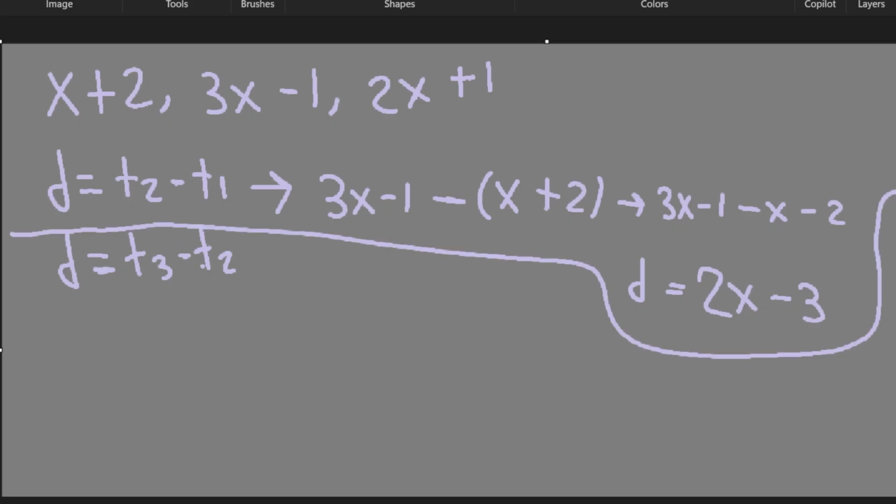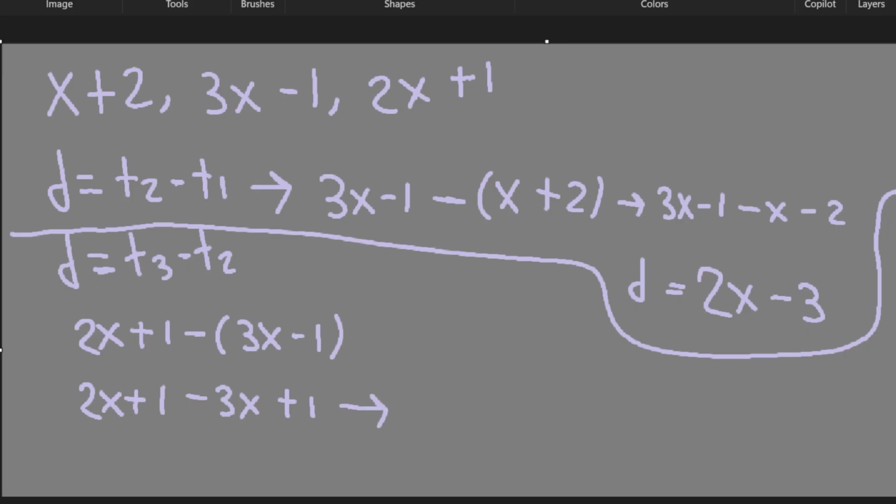Now let's do this one. Term 3 minus term 2. Term 3 is this one, 2x plus 1. Subtract 3x minus 1. 2x plus 1 minus 3x plus 1. You combine the terms, you're going to get minus x plus 2.